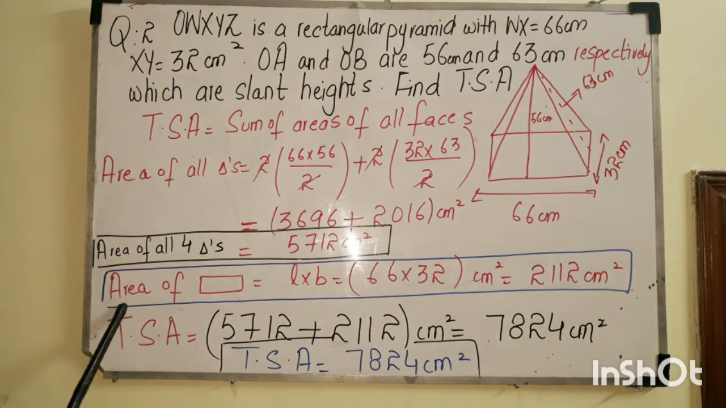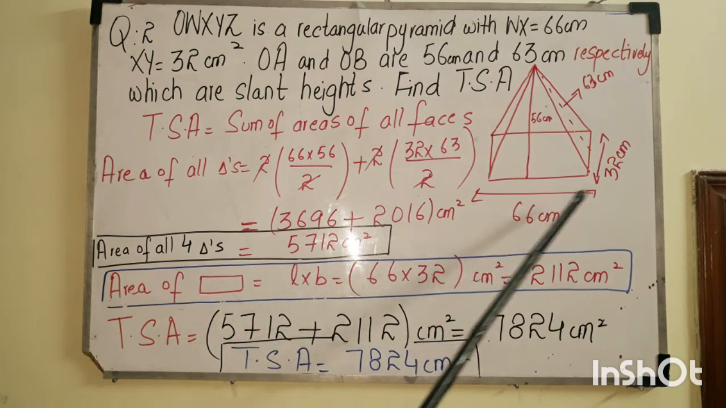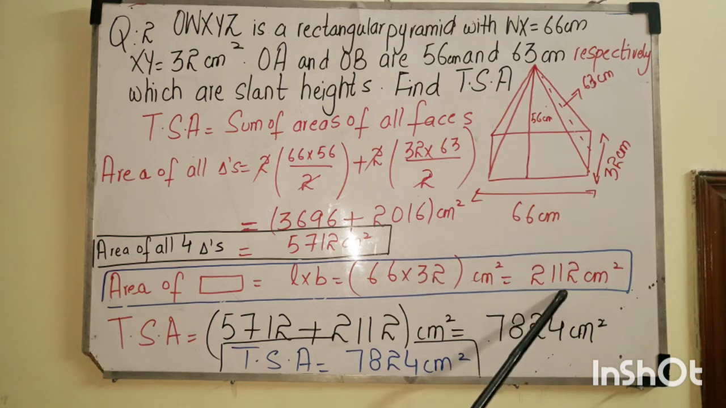Now move toward the area of the base. The area of the base is the area of the rectangle, because I have a rectangular pyramid. Again, the area of the rectangle is length multiplied by breadth. Length is 66 and the breadth is 32. I have calculated 2112 as the area of the base. Total surface area is again the sum of the areas of all faces. How many faces do I have? 5 faces: 4 triangular and one rectangular. The 4 triangular faces have the area of 5712, and the one rectangular base has the area 2112. The total surface area I got is 7824 centimeter square.